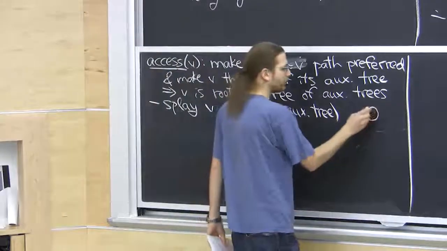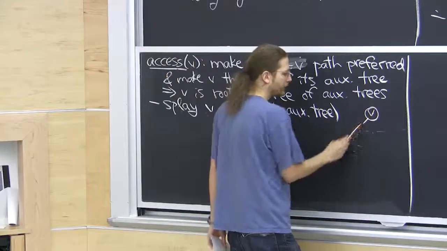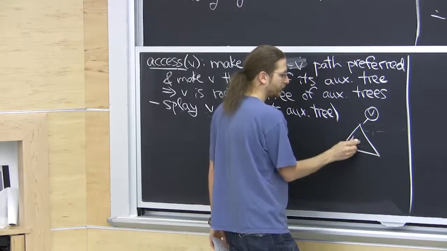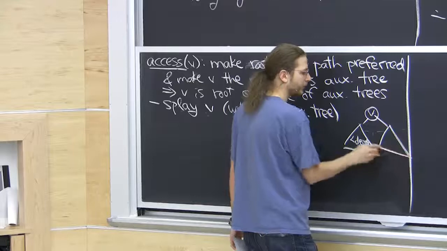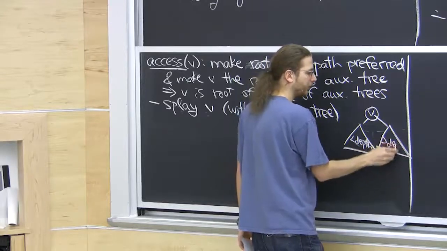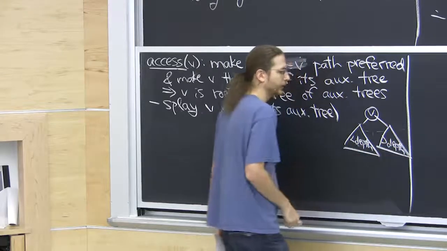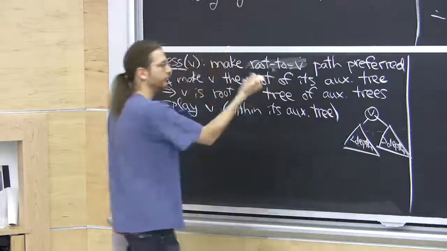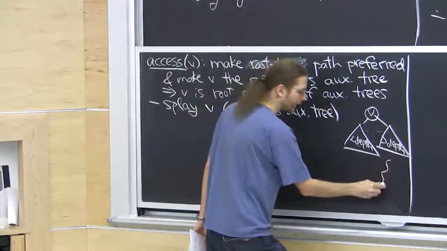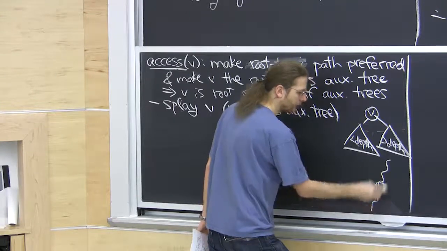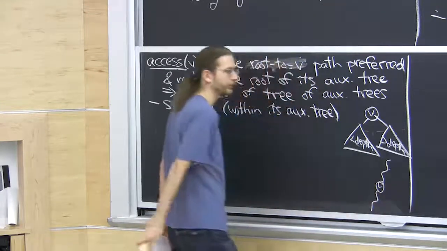We've got V at the root of its ox tree. Then we've got things in the left subtree which have smaller depth, and things in the right subtree which have bigger depth than V. So we just pulled V to the root. So in the represented tree, what we have is a path. There's V. These are the things of smaller depth. These are the things of larger depth.